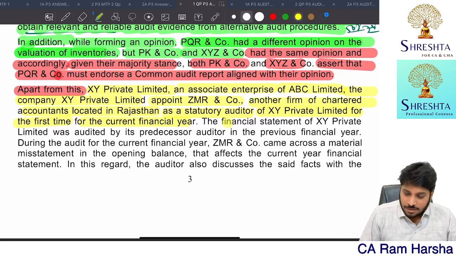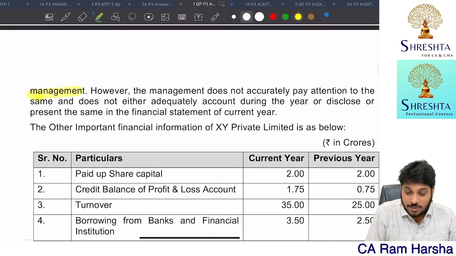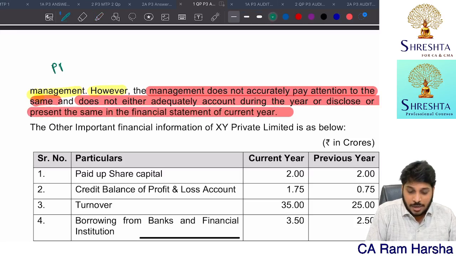Fine, let's see. The financial statements of XY Private Limited were audited by its predecessor auditor in the previous year. During the audit of the current year, JDMR & Co. came across a material misstatement in the opening balance that affects the current year financial statements. In this regard, the auditor discusses the said facts with the management. However, management does not pay attention to the same and does not adequately account for or disclose the same. Okay, so prior period misstatements you identified, opening balance misstatements you identified, which is a prior period item.